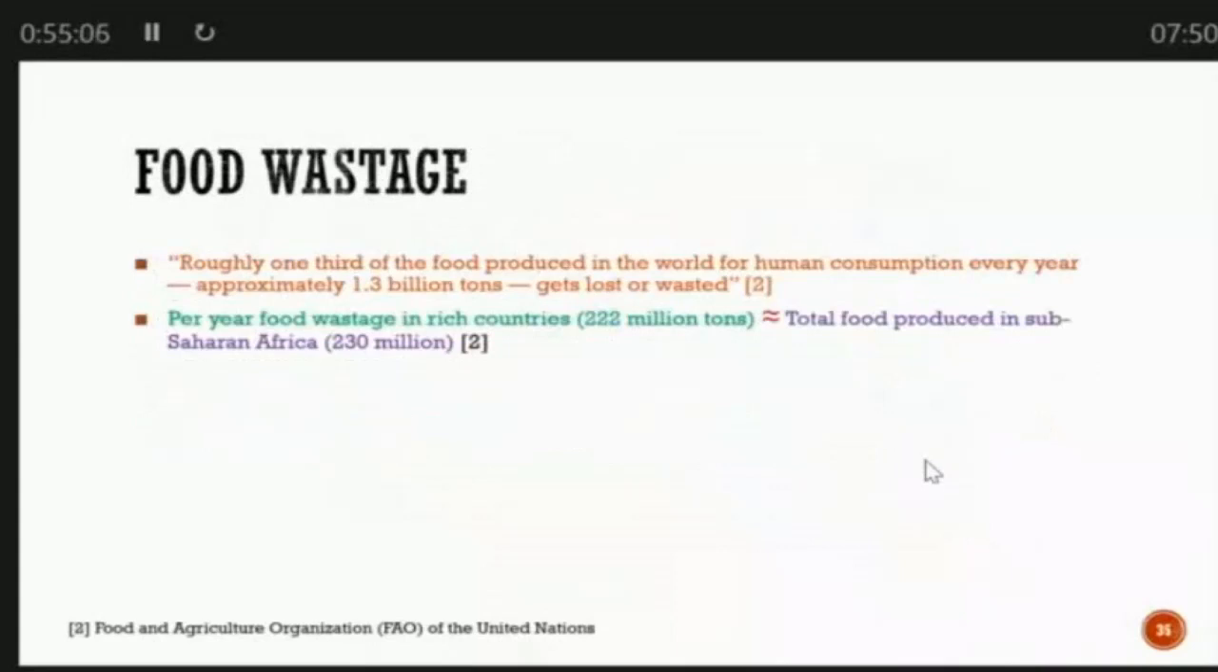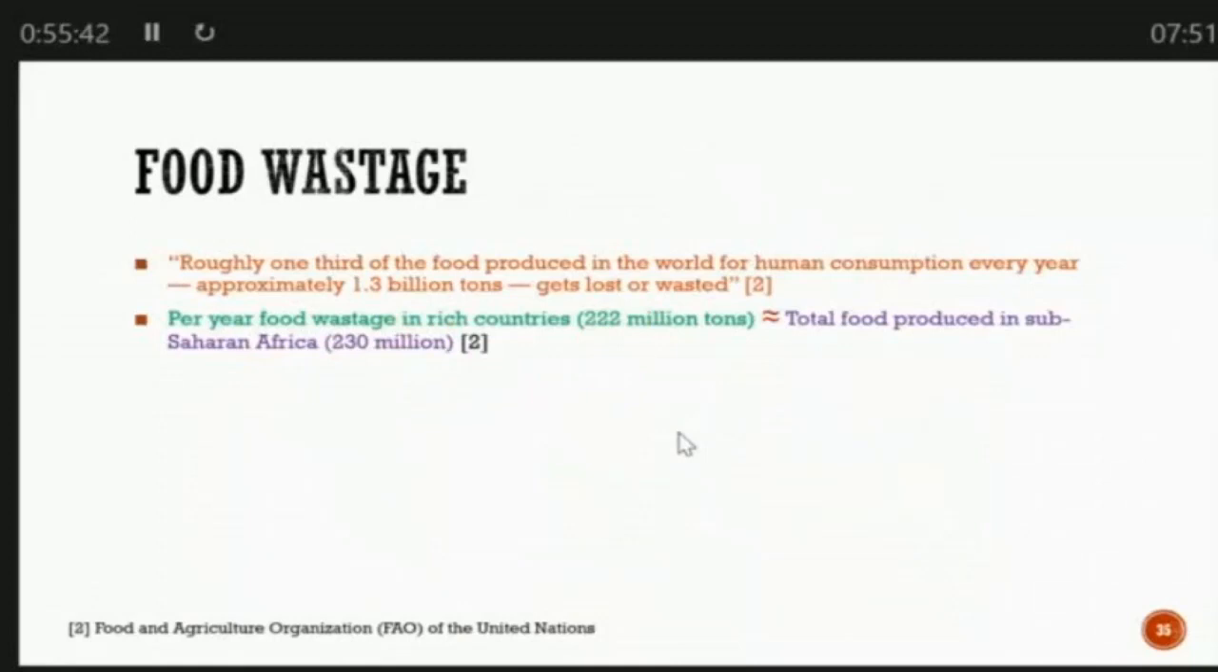I think this is a very important statistic. We have food wastage at this level. One third of the food that is produced overall goes to waste. As you can see here, food wastage in rich countries is almost equal to food produced in sub-Saharan Africa. So in one part of the world, the total food produced is almost equal to the food wasted in another part of the world. This is a huge number. This means that a lot of people are deprived only because we are not using the right technology.